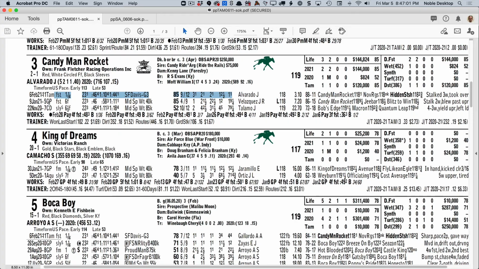In fact, Candyman Rocket's only loss was in this race where it was a sloppy track, and it was his first race. So generally, I'm going to throw out a horse's first race just to begin with, because it's their first time out there, and anything can happen, and anything can be messing with their head. But in this case, he also had a sloppy track.